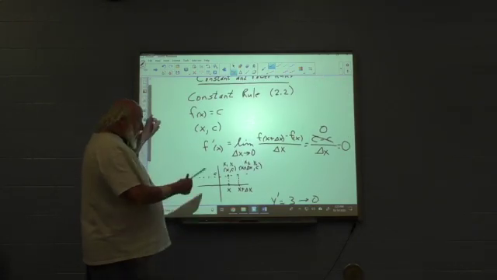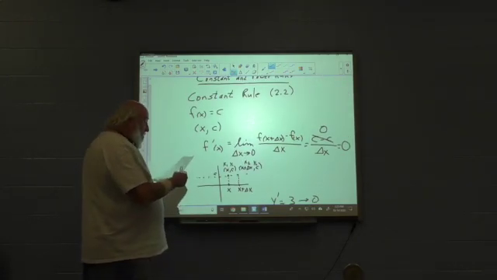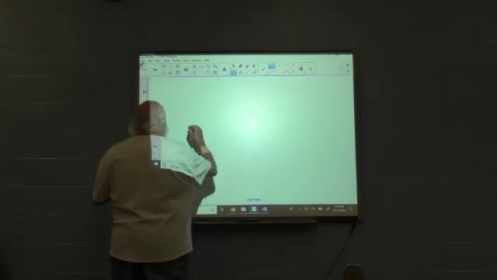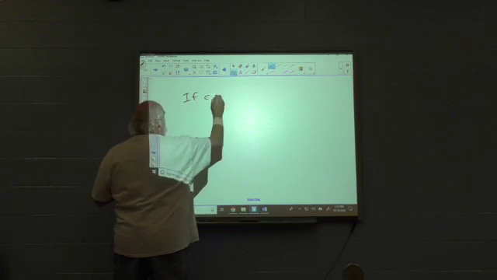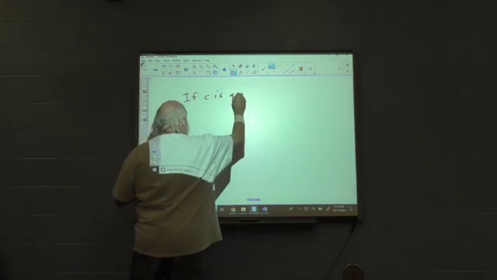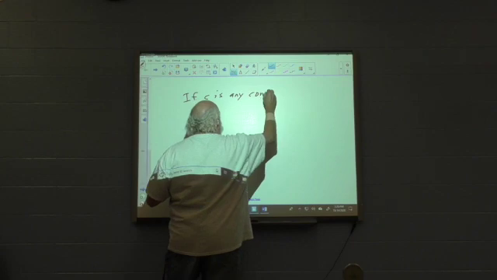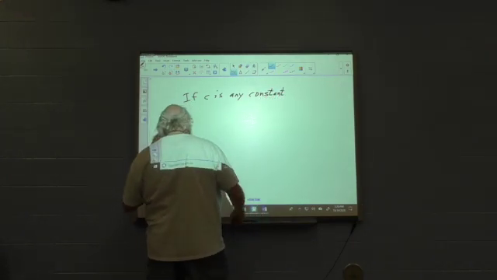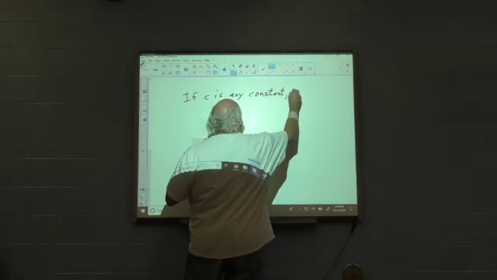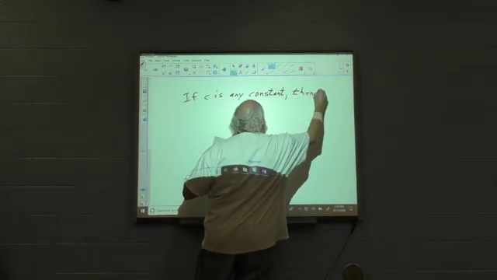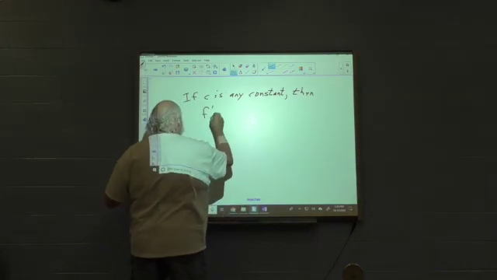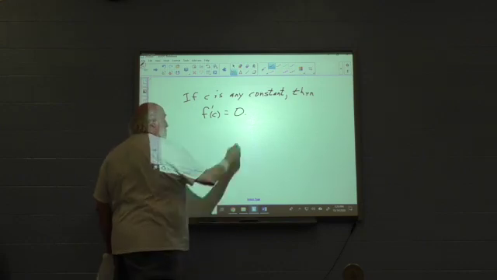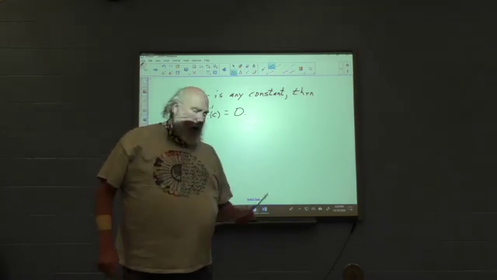So the constant rule states that if c is any constant, then f prime of c equals 0. Okay, we're going to see that from time to time in problems.